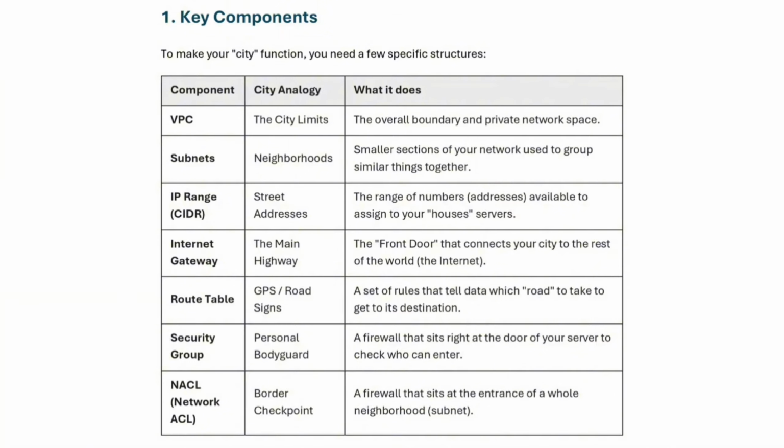Security group is like a personal bodyguard, a firewall that sits right at the door of your server to check who can enter. NACL is like the border checkpoint, a firewall that sits at the entrance of a whole neighborhood or subnet.